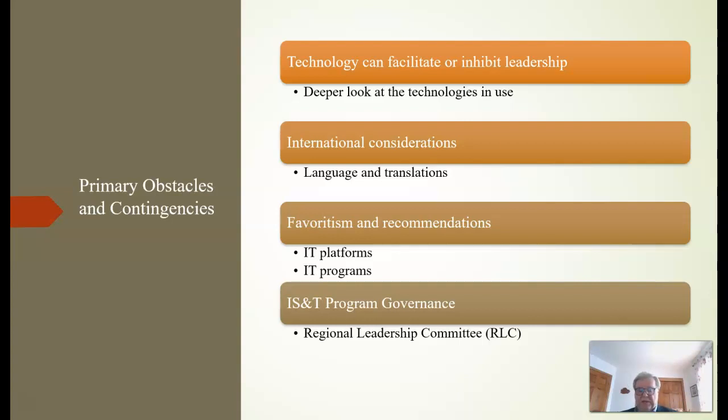And the way we do that currently is that we involve our regional leadership committee for IS&T globally. We have IS&T leaders around the country and world who get themselves involved in what we're doing with IS&T management.